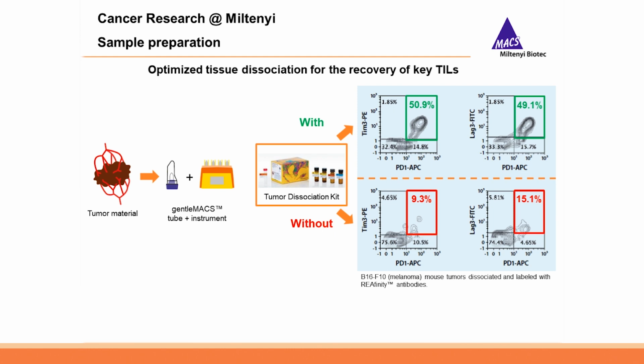The value of optimized enzymatic dissociation can be showcased in this example. Just doing a mechanical dissociation will result in the loss of cell populations which are closely attached to the tumor cells, such as tumor-reactive T cells. Using the tumor dissociation kit will enable the identification of these rare cell populations.